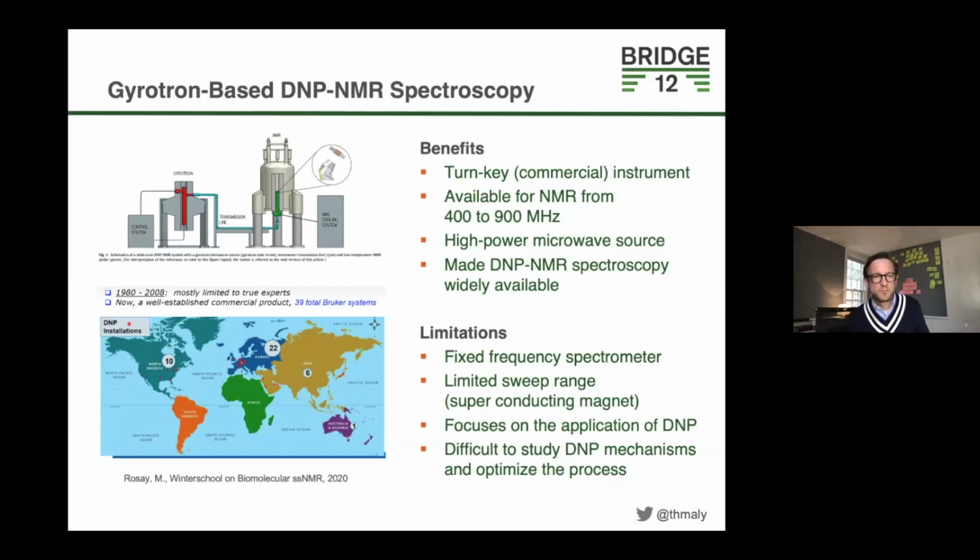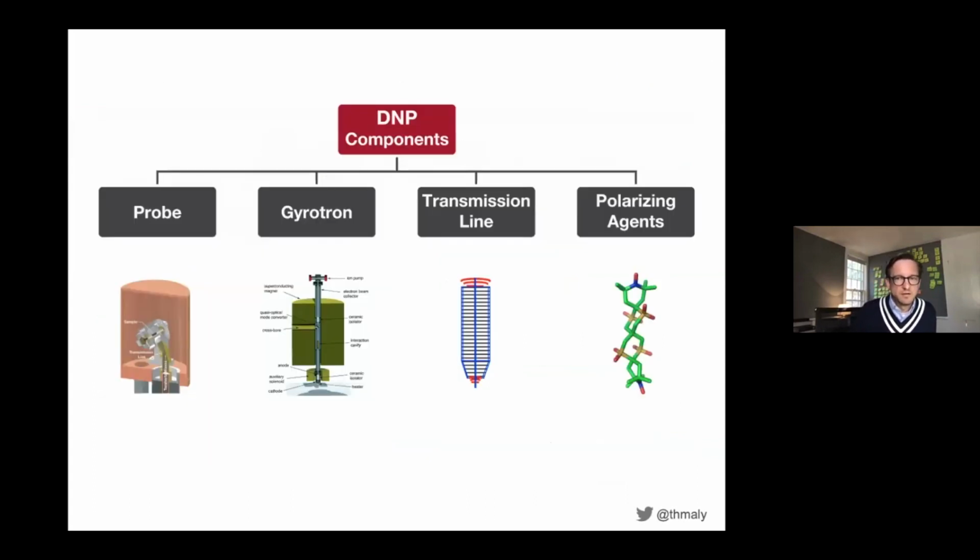So if we take this apart a little bit and see what the components of the DNP-NMR spectrometer are. This is a slide that I made a long time ago when I was still a postdoc at MIT, but it still shows all the components that you need to do DNP. You need a probe that goes to low temperature and allows you to irradiate your sample with microwaves. You need a microwave source. Here it's a Gyrotron, but there are other sources, and we'll get to that in a minute.